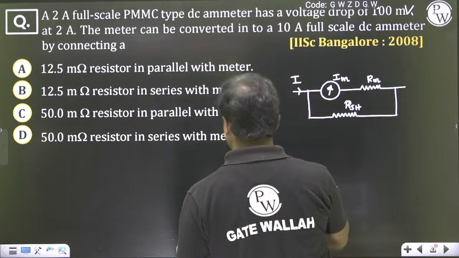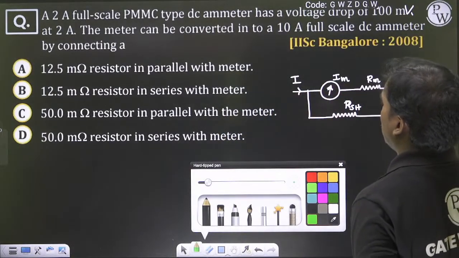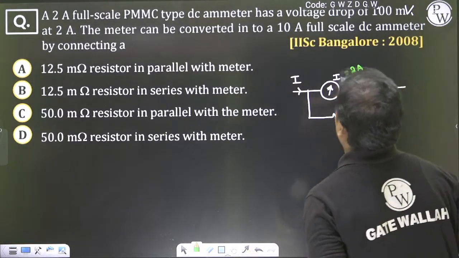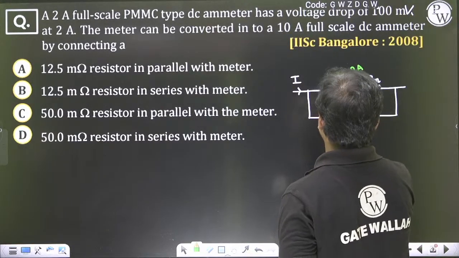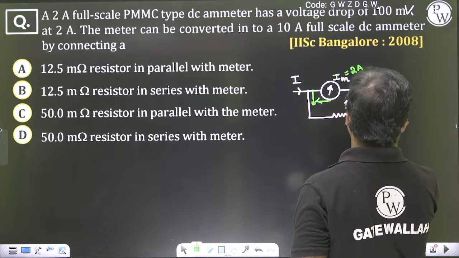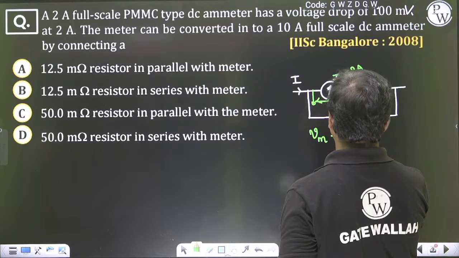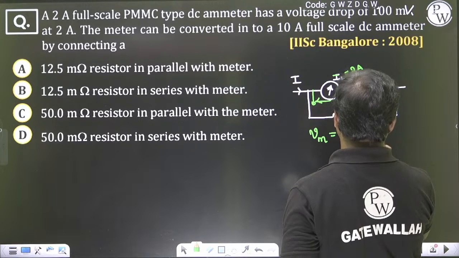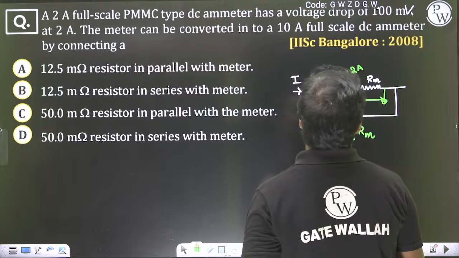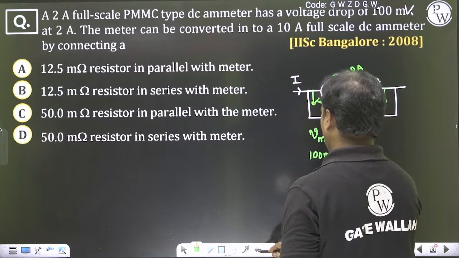So what is the data given? First you have to extract Rm, Im. A 2 amperes full scale PMMC DC ammeter has a voltage drop of 100 millivolts. So this voltage drop is Vm. Vm is equal to Im into Rm, and it is given as 100 millivolts. So from this you can find out the Rm.